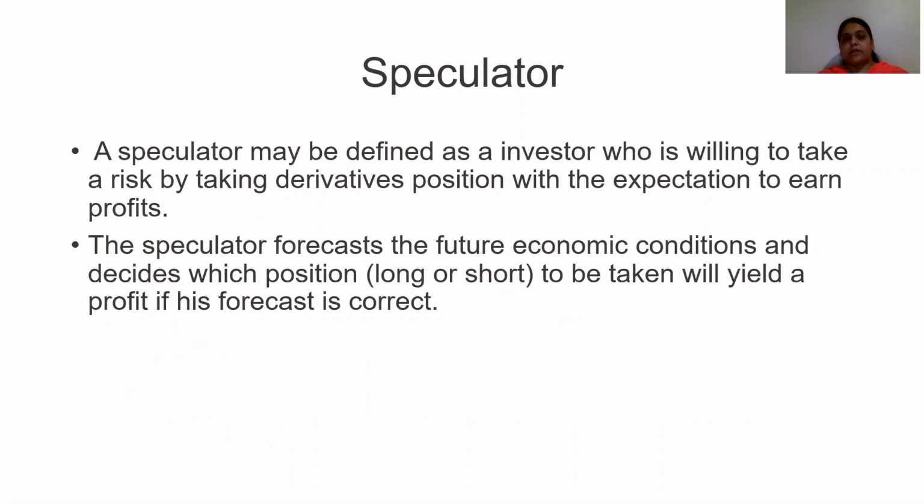Now, the speculator, it's just the opposite of the hedger. They bet on high risk, taking derivatives positions of high risk in expectation of more profit. They forecast the future economic condition and decide which positions they will take, maybe long or maybe short. In a long position, they are in a buyer position, and in a short position, they are in a seller position.